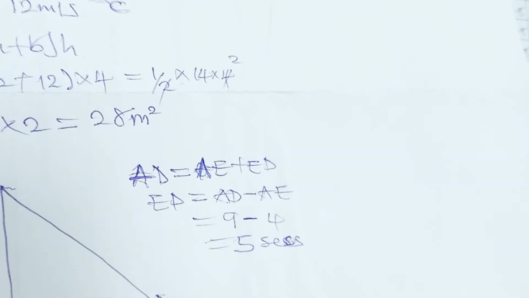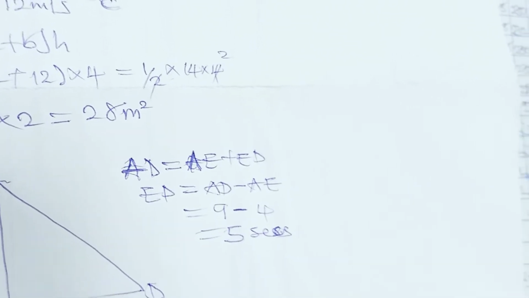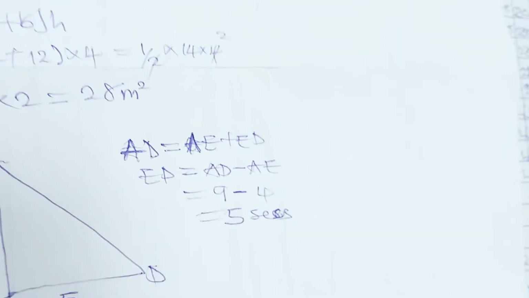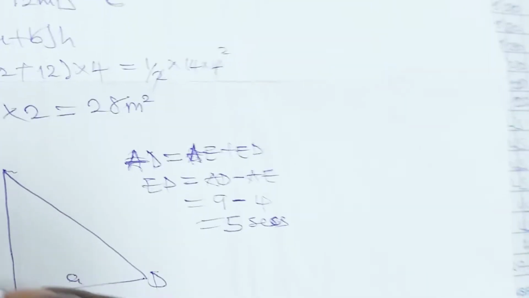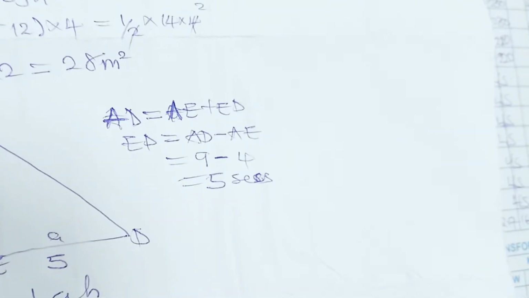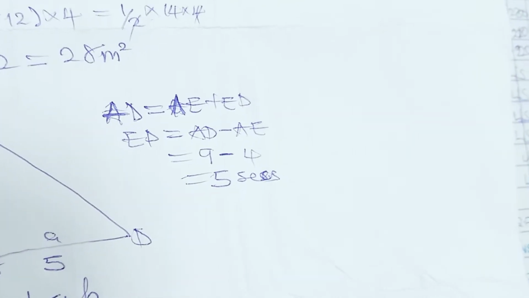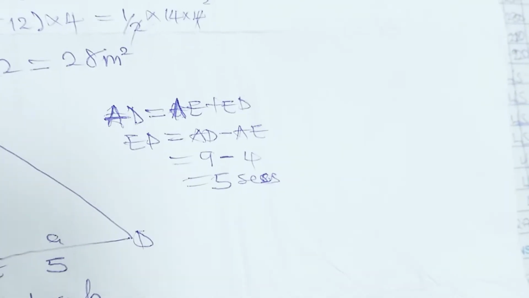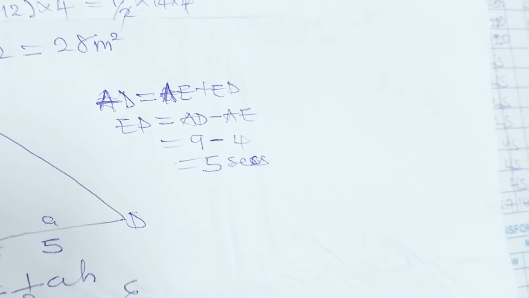Now, to calculate the area of this, it is half A times H. This is your A, then this is your H. Now, you are going to have this to be 5 times 12. This will cancel this, we have 6. And that's going to give you 30 in meter square.